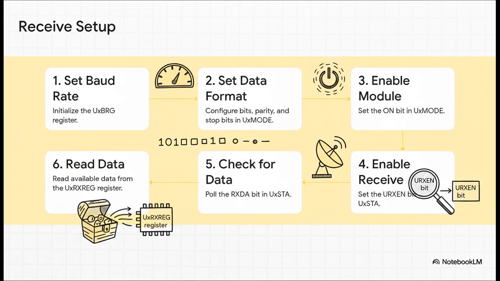And what about receiving? It's almost identical. The first 3 steps are exactly the same. Set the speed, set the format, turn the module on. But for step 4, you enable the receiver by setting the URXEN bit. Then, in your main code loop, you just need to periodically check, or as we say poll, that URXDA status bit. As soon as you see that bit is set, you know there's fresh data waiting for you, and you just go and read it from the UXRXREG register.